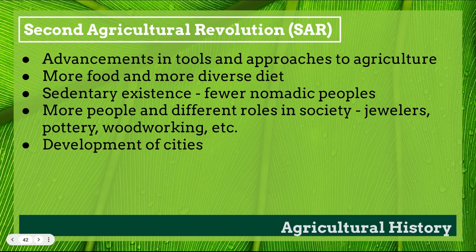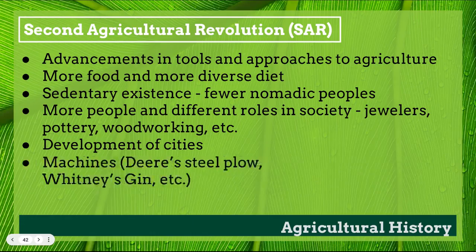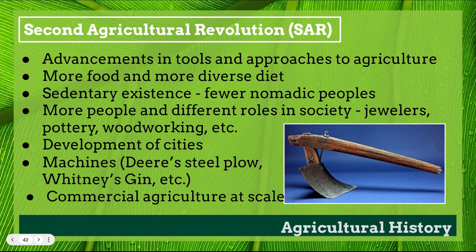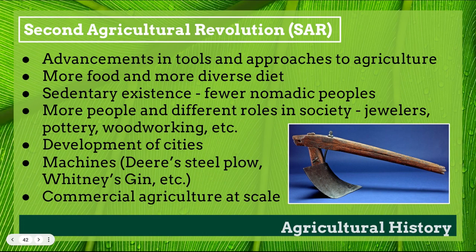And this leads to more and more people congregating in the most advantageous locations, and you have the development of cities. You also have more machines coming down the pike, like John Deere's steel plow. And that's a picture of the steel plow right there, being able to cut through cold earth better than ever before. And you have commercial agriculture happening at scale, meaning all of a sudden we're really going to a larger scale in terms of what people could produce to sell to other people.